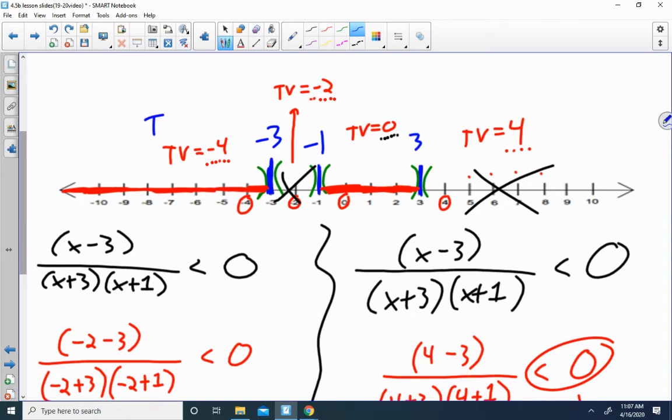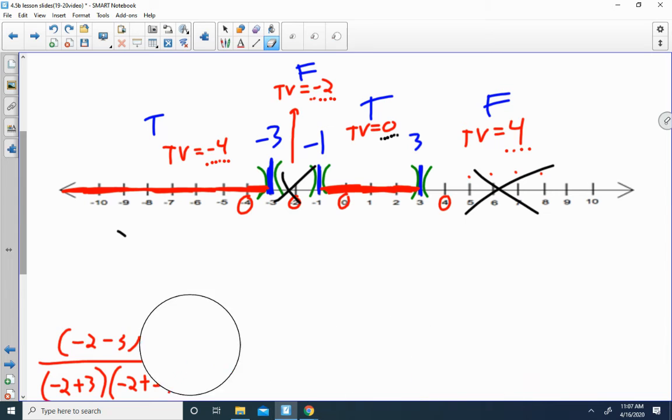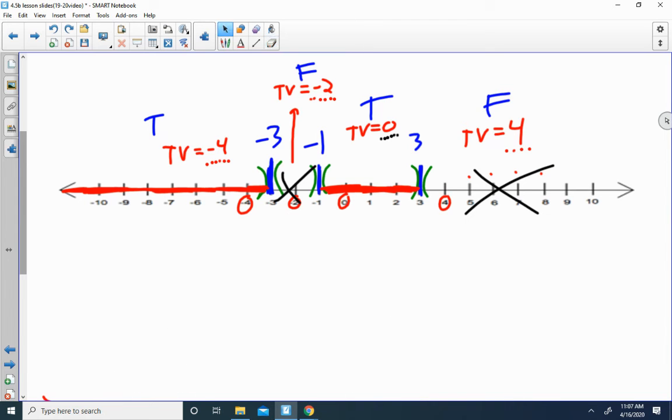We got true, and then false, and then true, then false. Everything alternated, so that means we're on the right track. All right, so let's see what our answer is.